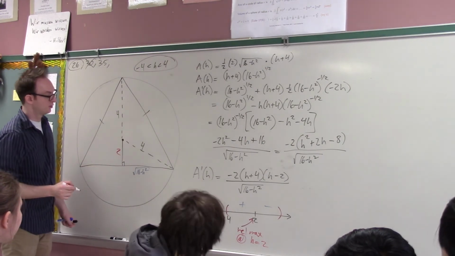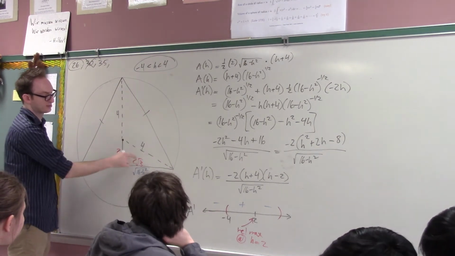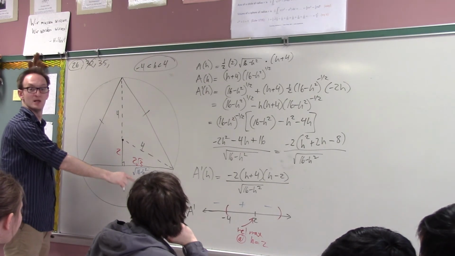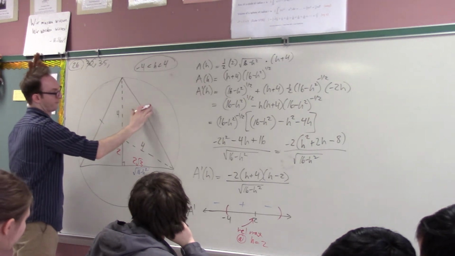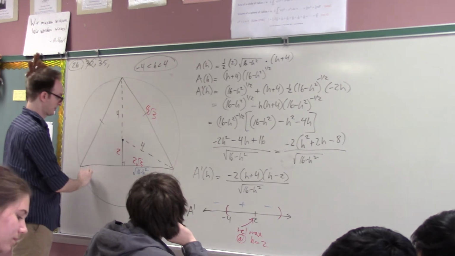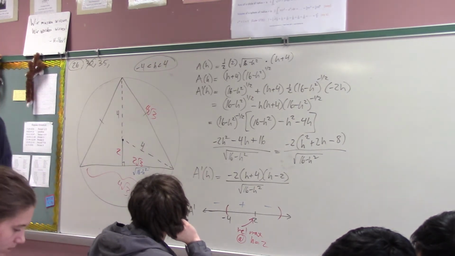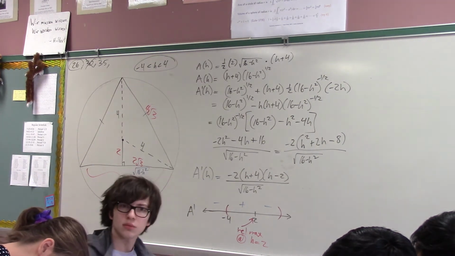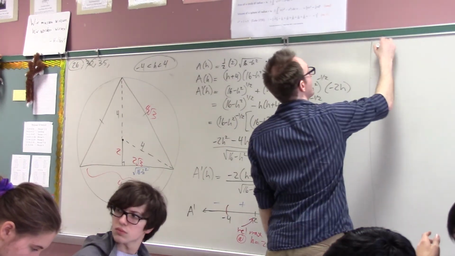Well, if h is 2, and this is 2 and this is 4, then this must be 2 root 3. And if this is 2 root 3 and this is 6, then 6 is root 3 times as much as 2 root 3. So that means this is a 30-60-90 triangle. And that means this is 4 root 3. And if that's 4 root 3 and this whole thing is 4 root 3, then, big surprise, this is an equilateral triangle. Cool? Okay.